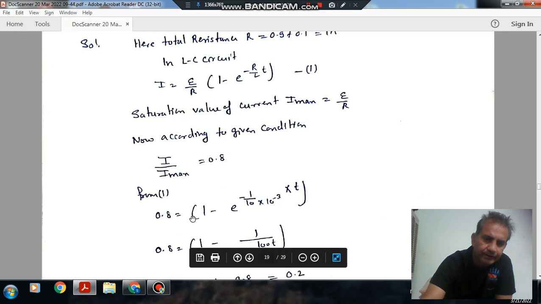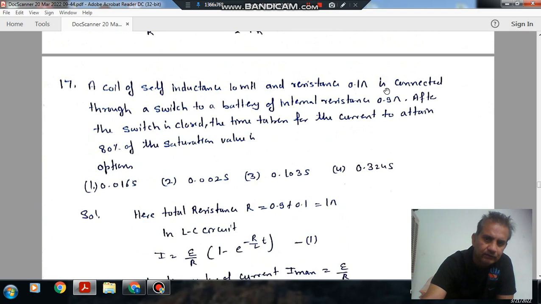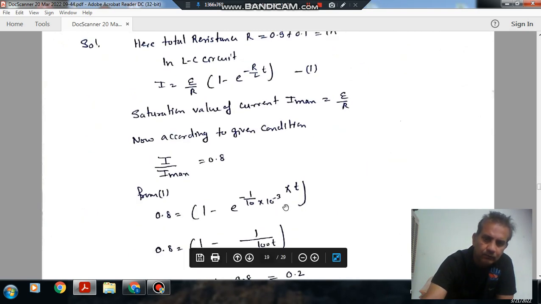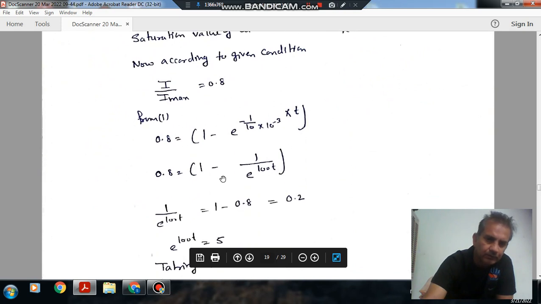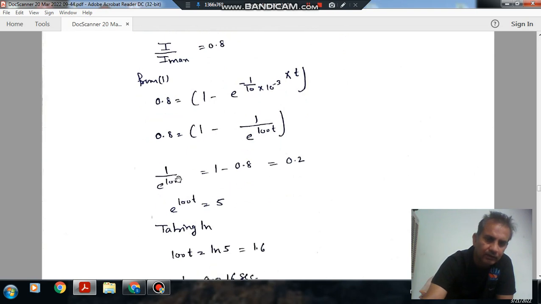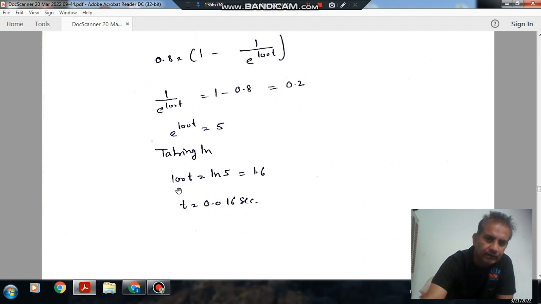So 0.8 is equal to 1 minus e to the power minus R by L t, where R is 1 ohm and the self inductance L is 10 millihenry, or 10 to the power minus 3. Solving it, 0.8 equals 1 minus 1 by e to the power 100 t, so 1 by e to the power 100 t is equal to 1 minus 0.8, or 0.2. So e to the power 100 t is equal to 5, and taking ln on both sides, it will be 100 t equals ln 5.